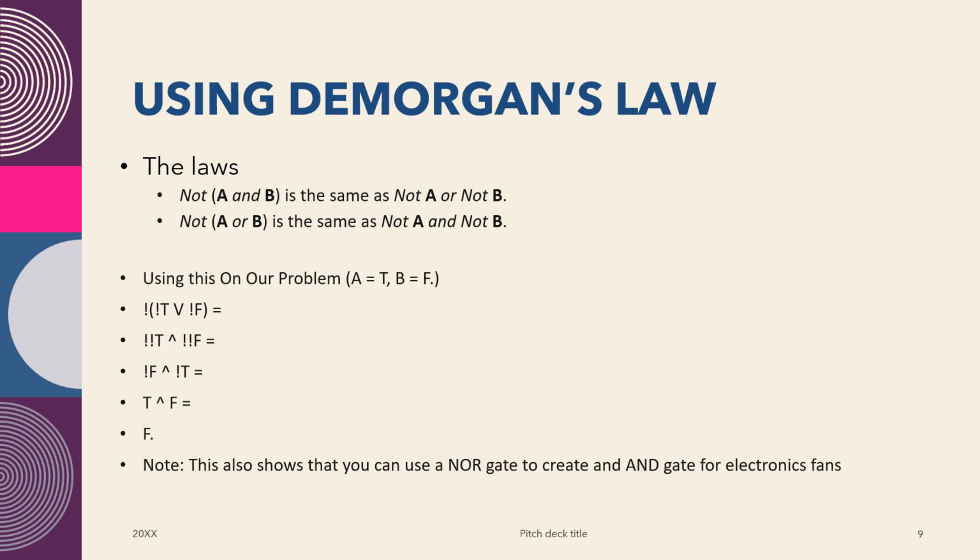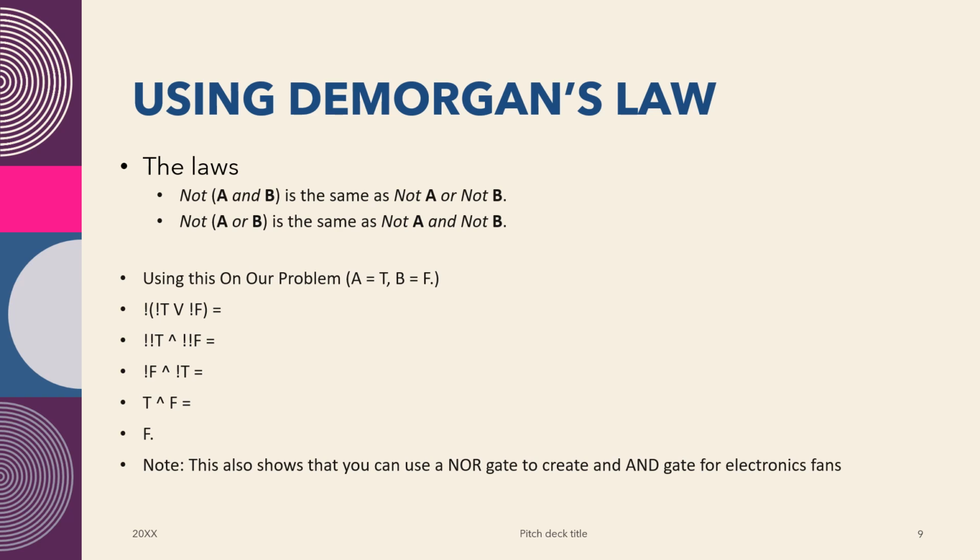All right, if we use these laws, our problem becomes not, in parentheses, not true or not false. So we now apply De Morgan's law, take the parentheses out, and flip the operator. That gives us not true and not false. So we do the not first, which gives us false and true. We do the not again, we get true and false. Now we do the and, and we find out that the answer is false.